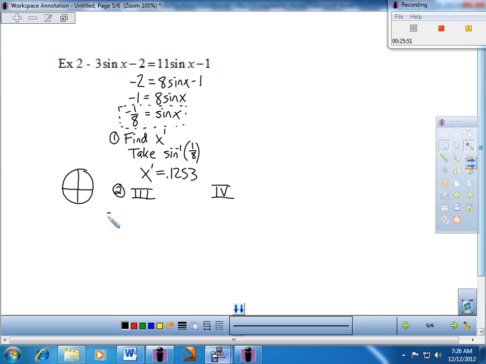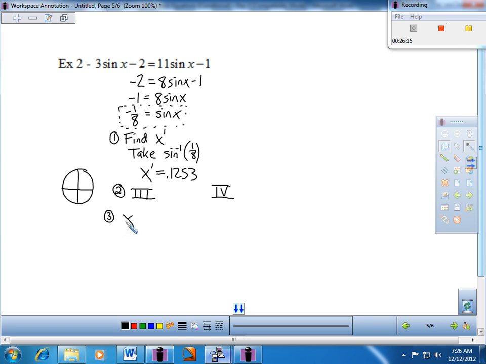Okay. Now the last step. And it says, very simply, set up your quadrant rules to solve. Because remember, of course, this is not one of our answers. If I take the sine of this angle right here, I'm not going to get 1/8. I'm not going to get -1/8. So what I have to do is use this in order to get the ones where I would get -1/8. And that's based on the quadrant rule.